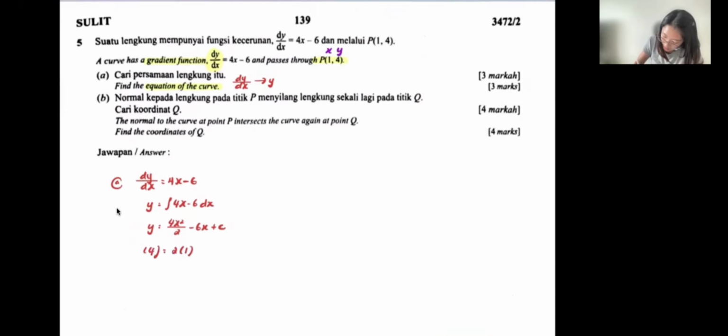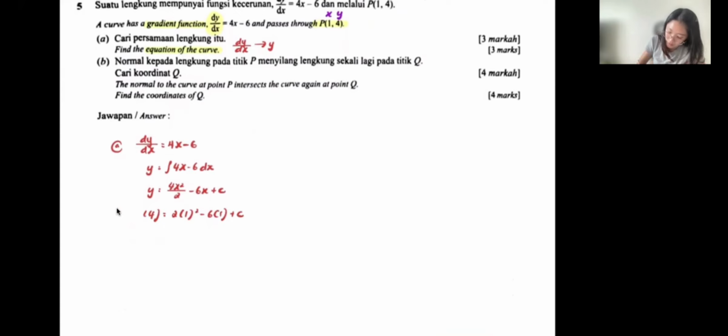So 2x squared minus 6 times x plus c. What do you get for c? 4 minus 2 plus 6. C equals 8. Then rewrite the whole thing again: y equals 2x squared minus 6x plus 8.